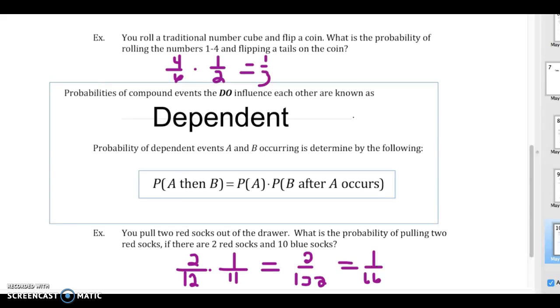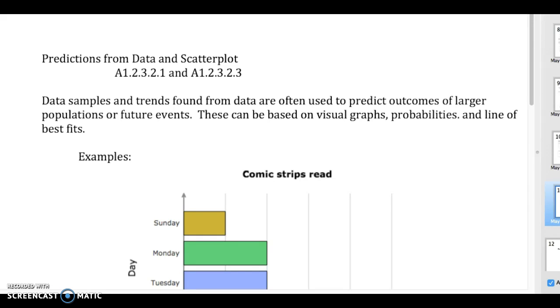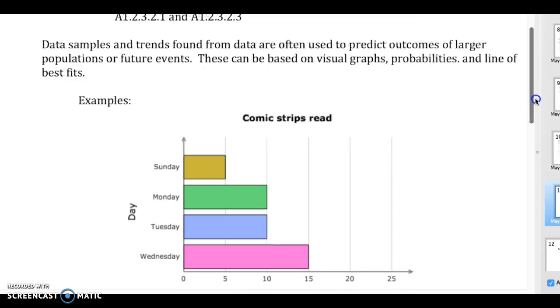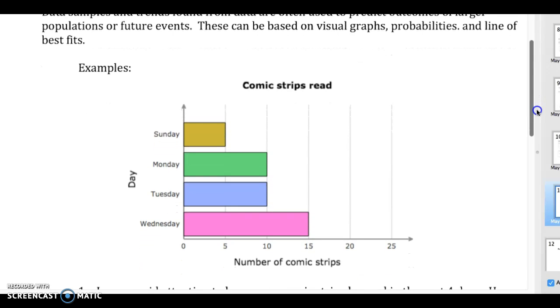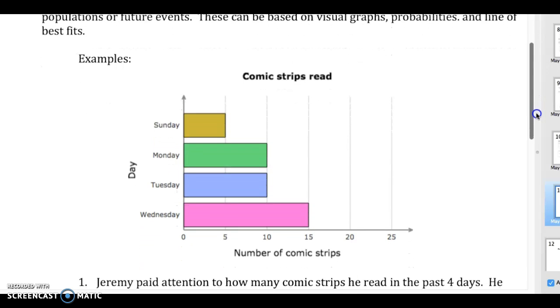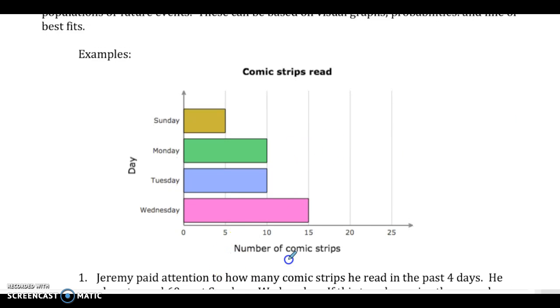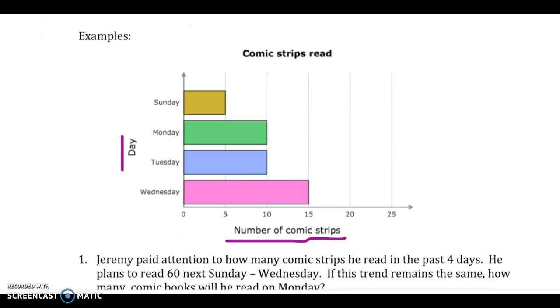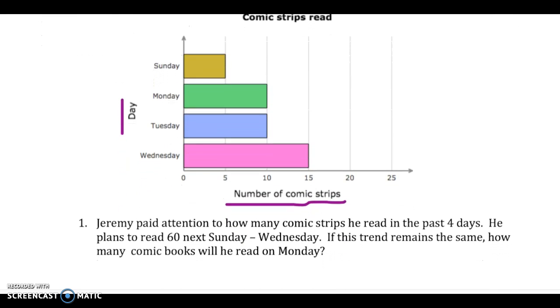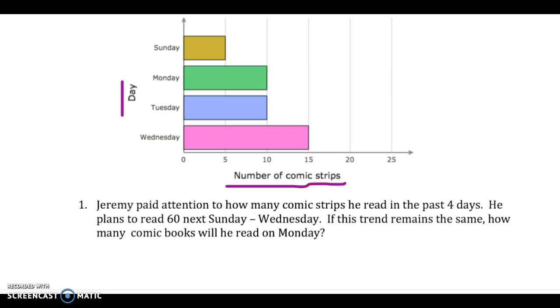Okay, so then the final section here is just looking at data a little bit and making some predictions. You may see in the Keystones graphs and tables. So don't forget to look at a couple of things. Your labels here are going to be extremely important. So here are our days, and these are the number of comic strips that are read, okay? So don't forget to read your labels when you're interpreting data, because they're going to try to trick you.